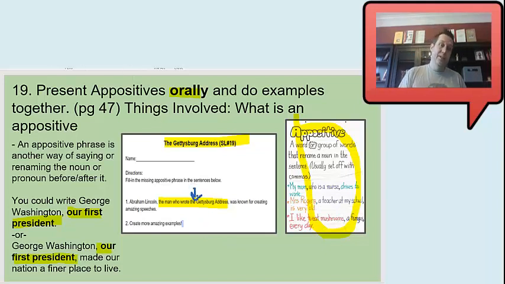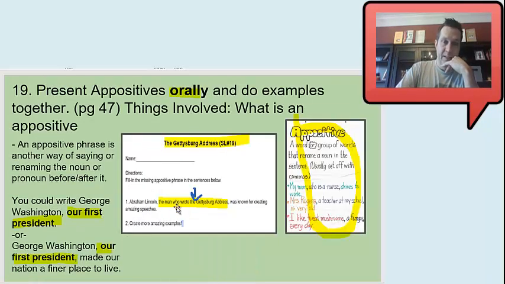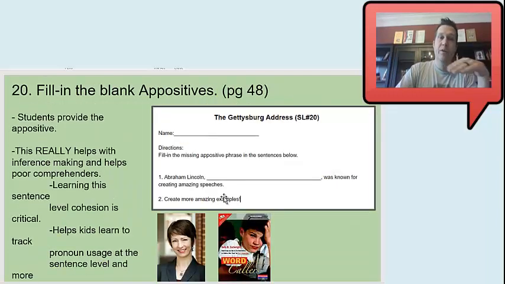They would have to give this appositive, which does two things. It teaches them how to rename a noun, which helps drastically in making inferences later on. And not only does it do that, but it also makes them dig and talk and converse about the text that they read. So you can see how that works in it as well. SL20, fill in the blank appositive. And this is like what we just talked about before, except now they're actually given the blank. And this one, I did misspeak before, but on this one, you would be doing the examples together. In this one, they're actually going to be doing it independently.